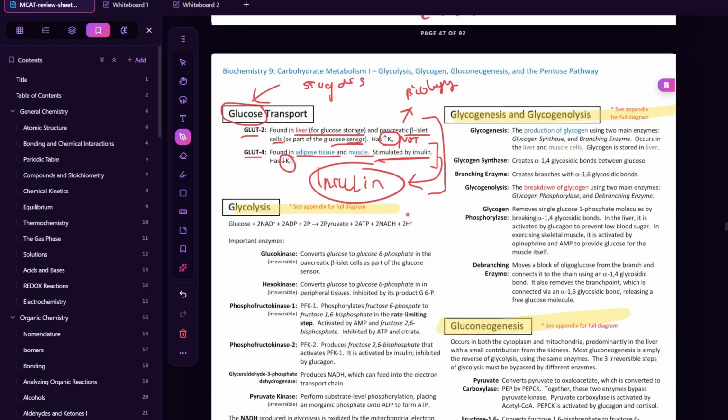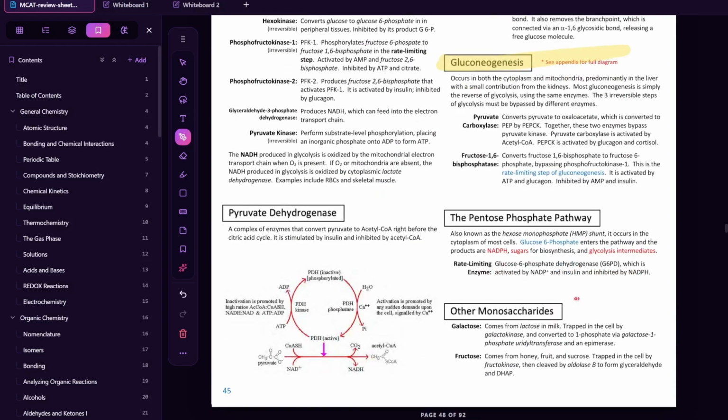So we know glucose can be processed, right? But what about other monosaccharides like galactose or fructose? Galactose comes from lactose in milk, and it's trapped by galactokinase. And then it's converted to galactose 1-phosphate via galactose-1-phosphate uridyltransferase. So this is just a big name for an enzyme that's able to convert this 1-phosphate. And also an epimerase helps out too. So these two enzymes work together to convert it, so this galactose can be converted, right?